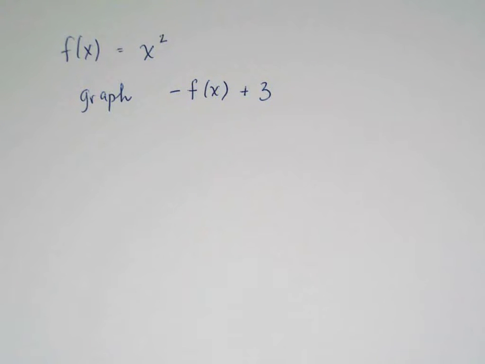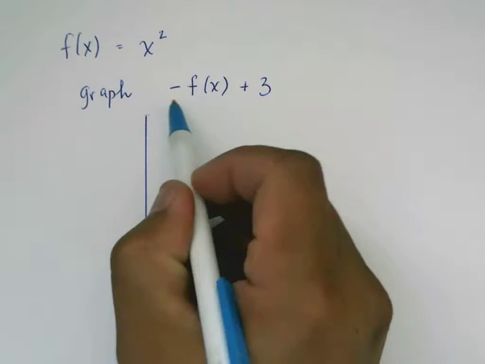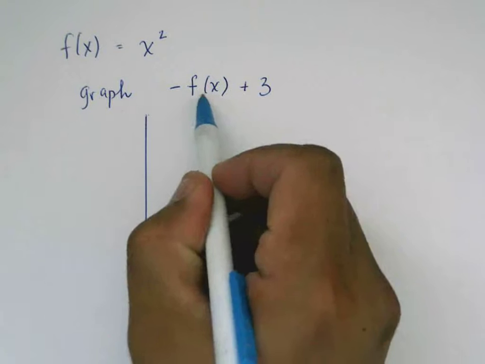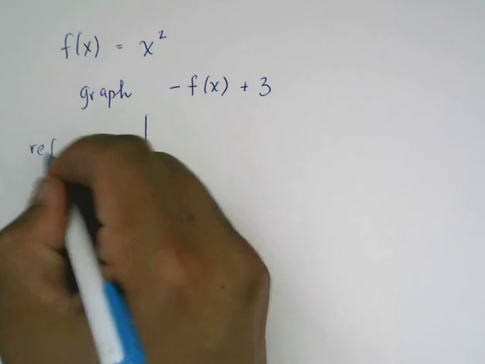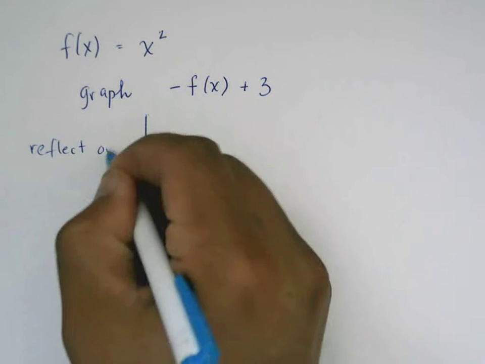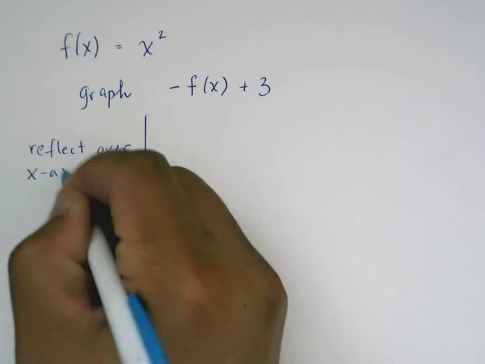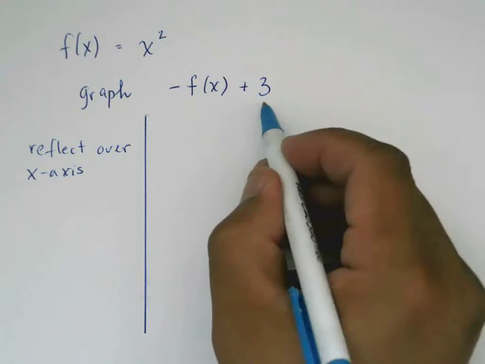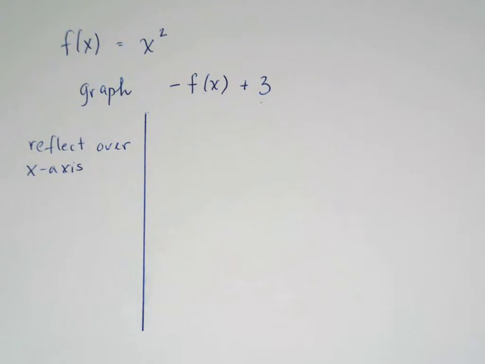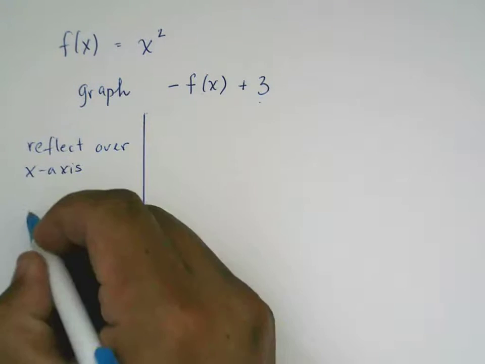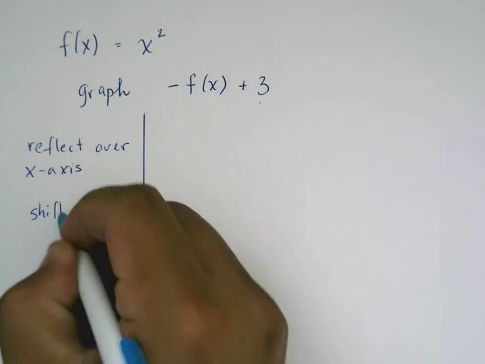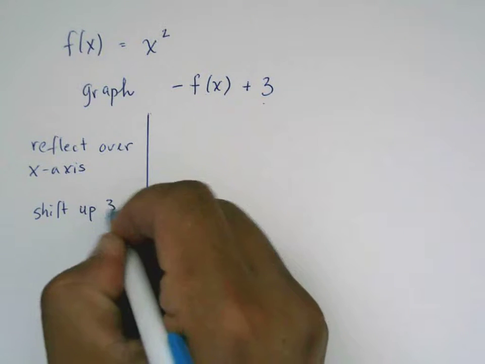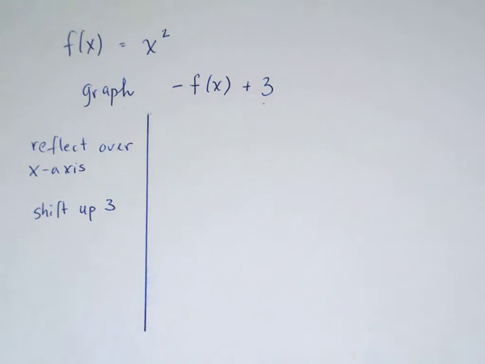The first part here, you have a negative f of x, so that is a reflection over the x-axis. So reflecting it in the vertical direction, over the x-axis. And then the plus 3 here means a shift up of 3. So reflect over the x-axis and then shift it up 3 units.